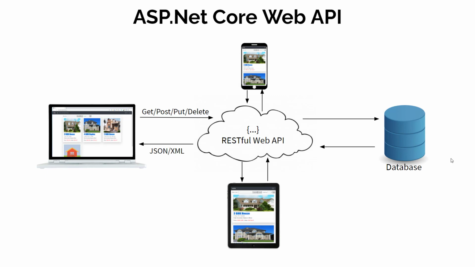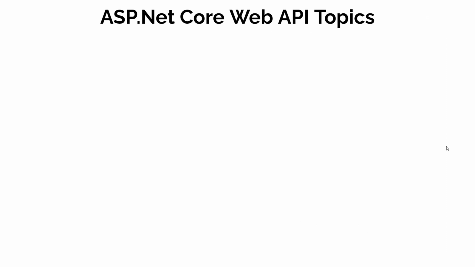In this session, we will not only understand the basics of web API, but also implement various best practices that are needed while developing enterprise level applications. Let's quickly look at the topics we are going to cover in this session. First of all, we will set up the development environment. We will install all the tools and extensions that are required to create a web API.